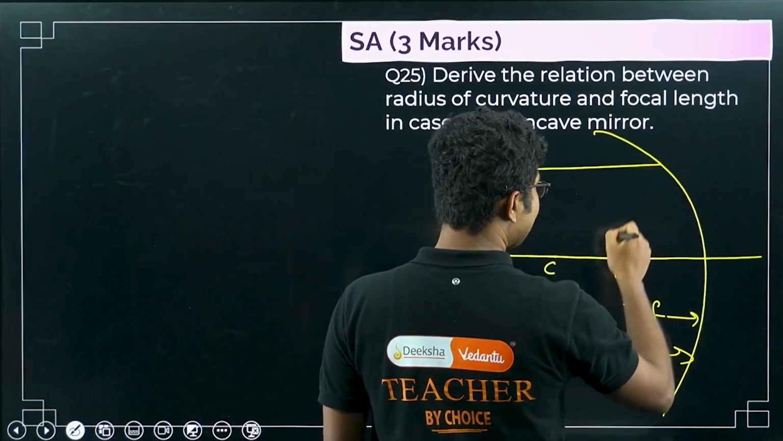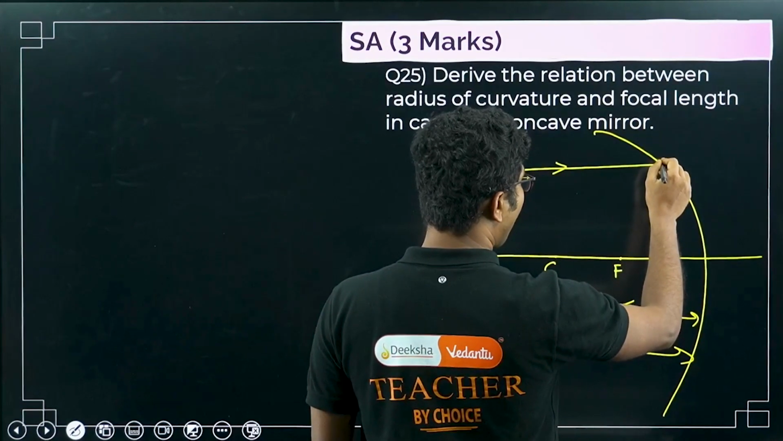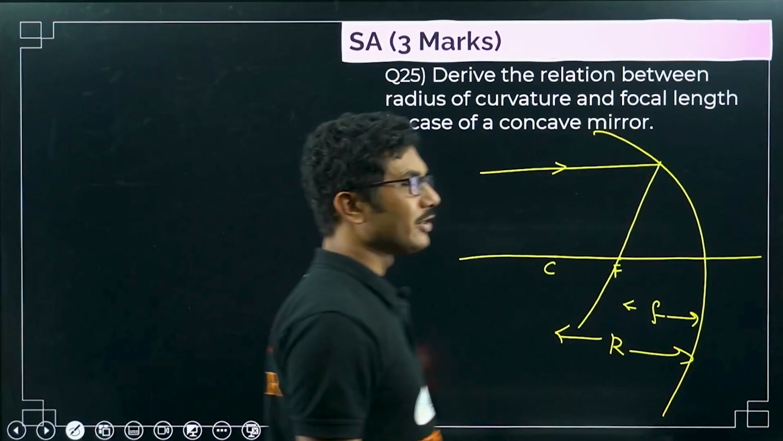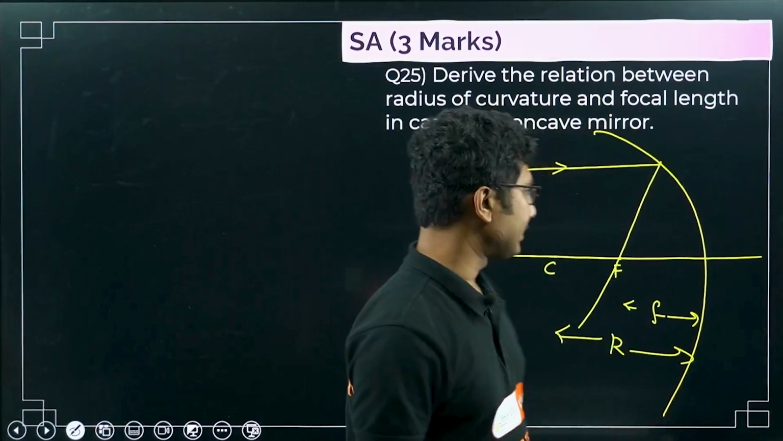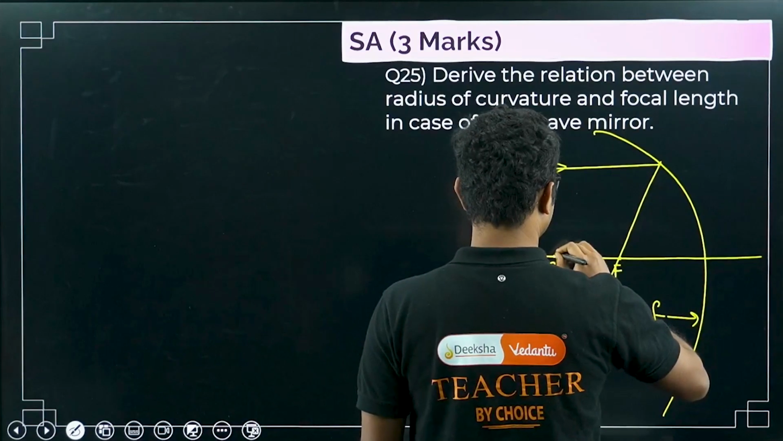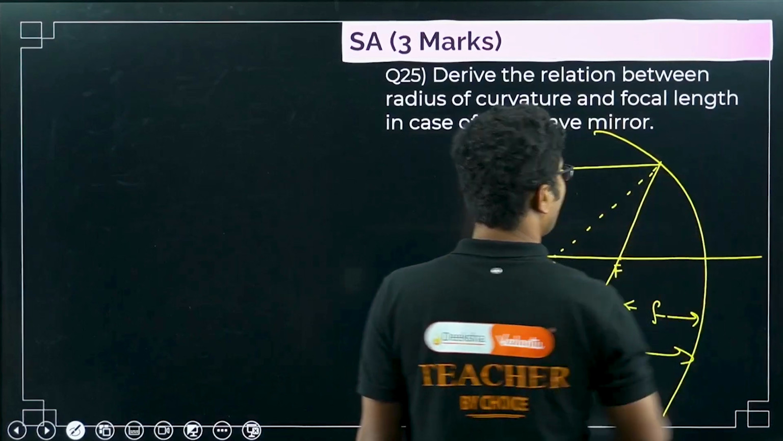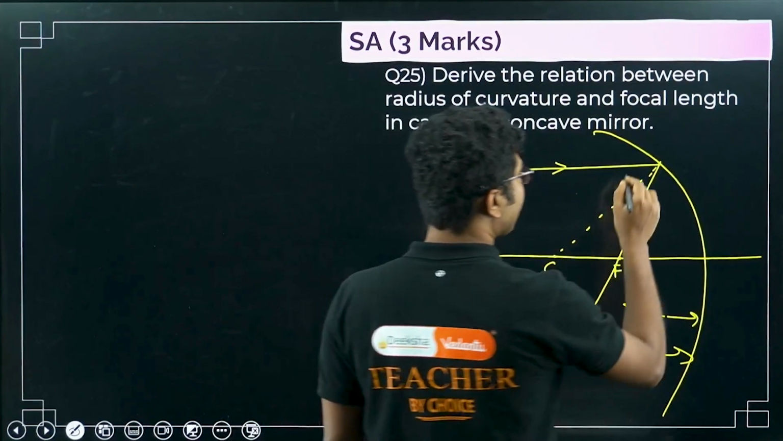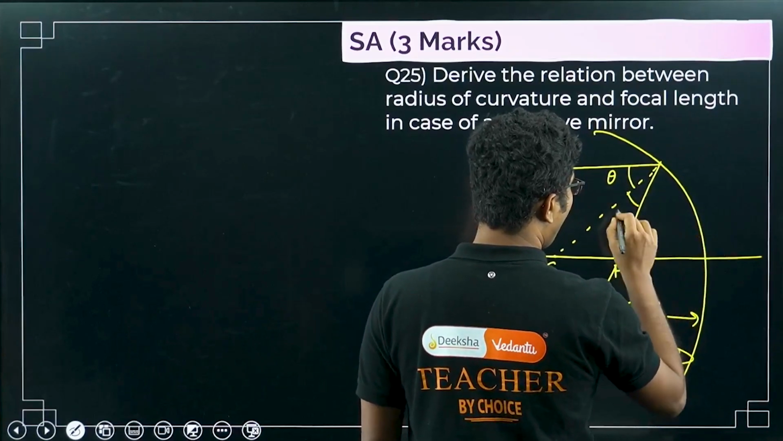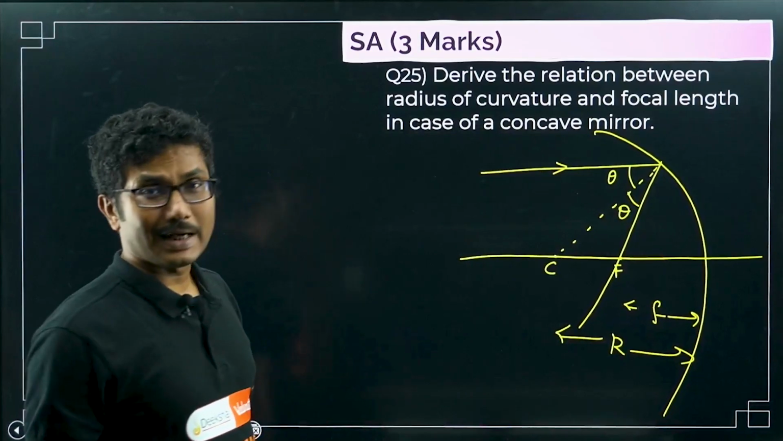Okay, so this ray, after the parallel ray is falling on the mirror, will pass through the focus. That is the definition of the focus, right? Parallel ray after falling on the mirror, they will pass through the focus, right? Now you have to join this center of curvature and this. Okay, now by definition this is the angle of incidence, say theta. Then from the law of reflection, this will also be angle of reflection, so this will also be theta, right?